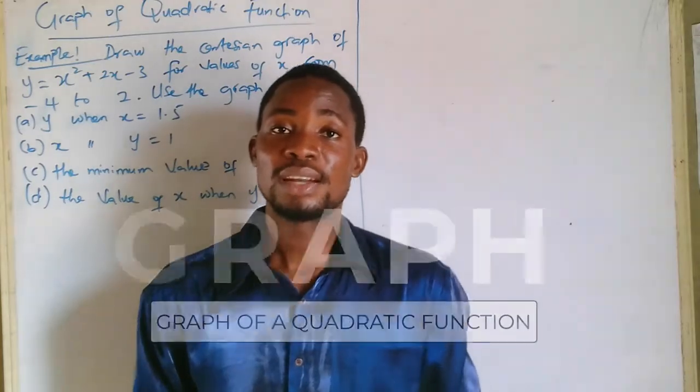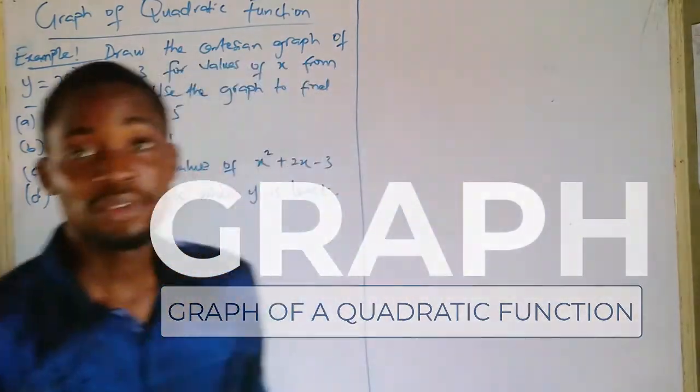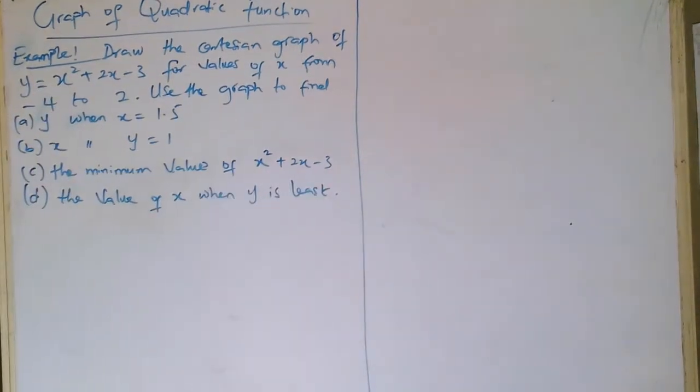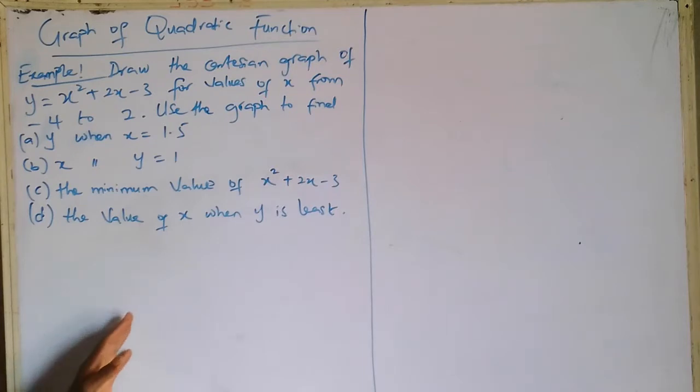In today's class, we're looking at the graph of a quadratic function. Last class, we looked at the graph of a linear function, where we saw that y is a function of x, given the function y equals 3 minus 2x. From there, I made us understand that our y-axis is called the ordinate, and our x-axis is called what? The abscissa. For this class, we're looking at how to plot graphs for quadratic functions.